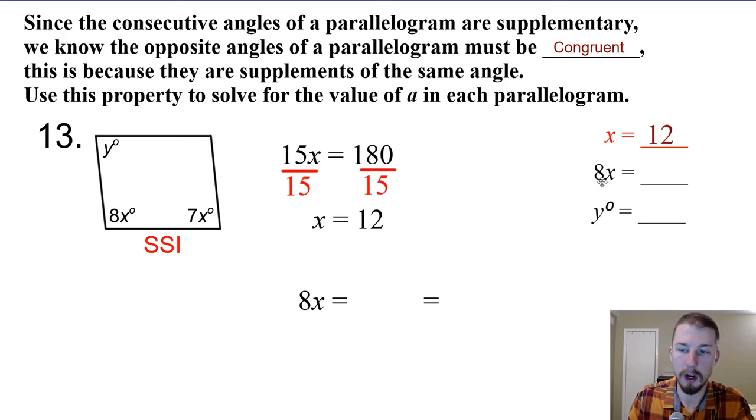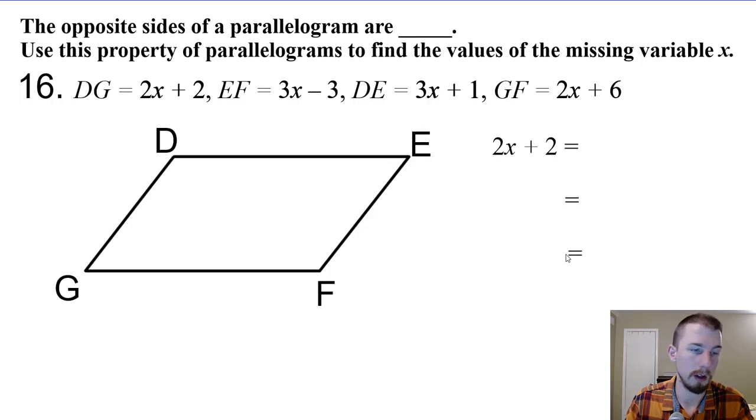Then I want to solve for 8x. Well, 8 times 12, just plug it in the calculator. That's going to be 8 times 12, which is 96. And then if this angle here, 8x, is 96, what is 7x going to be? Or sorry, what is y going to be? That's what we really want to know. Well, those are also supplements of each other, so the supplement of 96 is going to be 84. So the missing angle for y would be 84. So those are three different answers you'll have on the answer bank there.